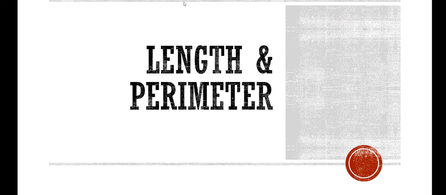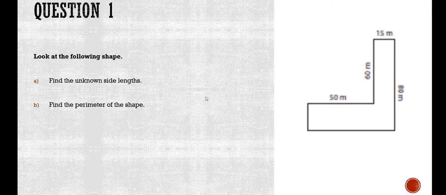Okay, the first few questions will involve length and perimeter, so you can write this as a subtitle. And question 1, look at the following shape. Find the unknown side lengths for A and B, and find the perimeter of the shape. So have a go first.